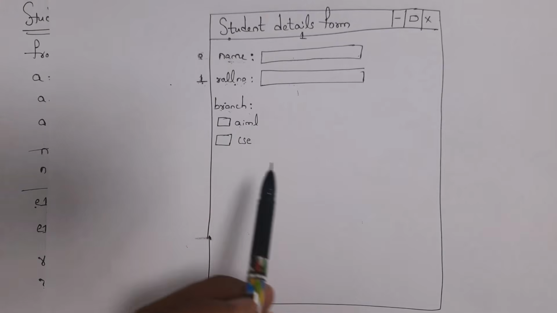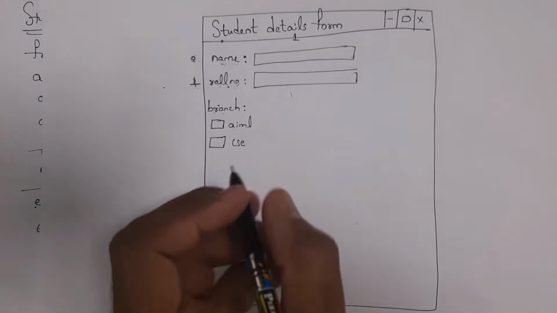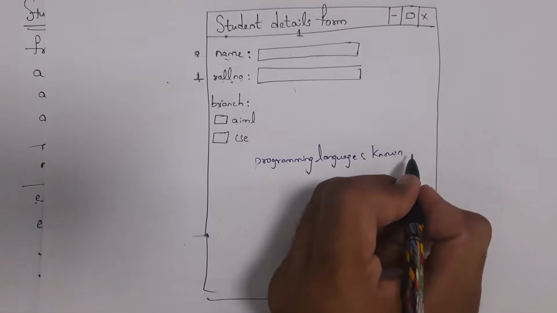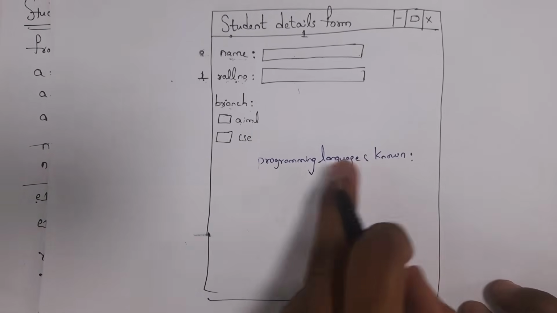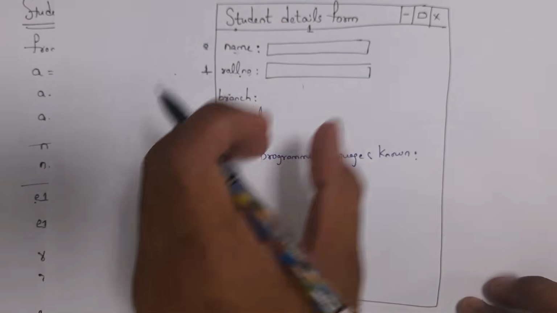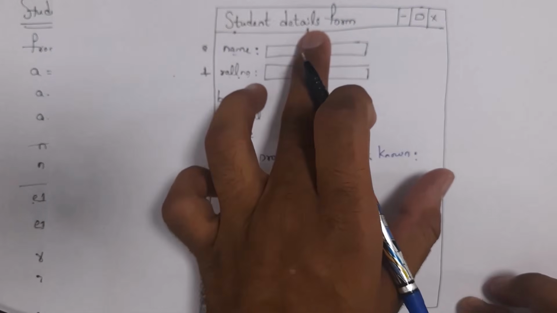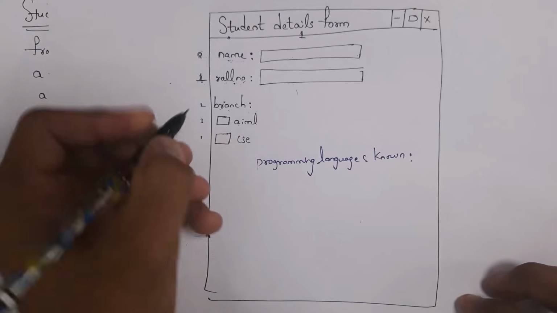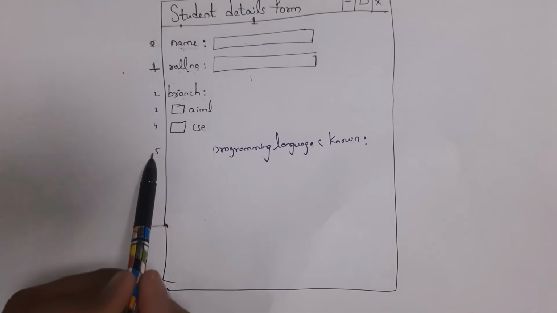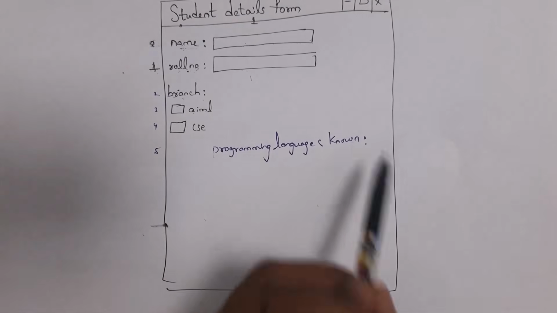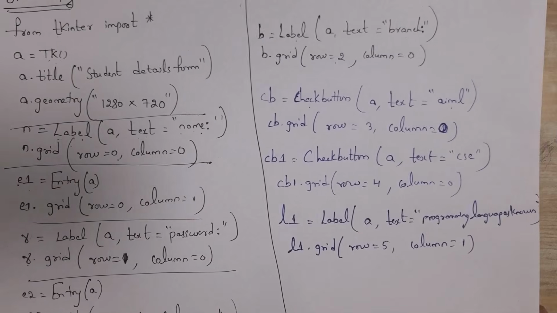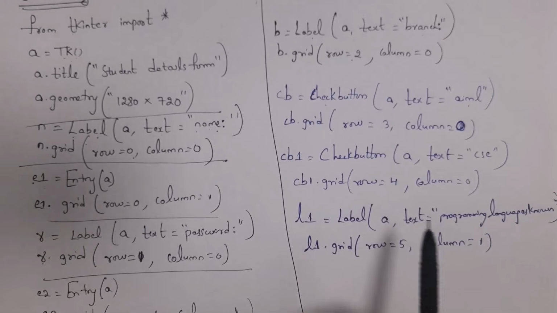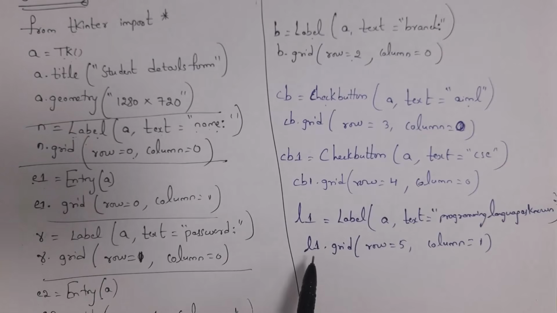Now after these check buttons, I want to insert one text. The text is Programming language known. I want to insert this text not in the first column but in the second column, so don't consider 0. In column 1 and in row 5, I want to insert the text, that is Programming language known. So I have written here L1 equal to Label(A, text="Programming language known"). My text is present in variable L1. So I have written L1.grid(row=5, column=1).